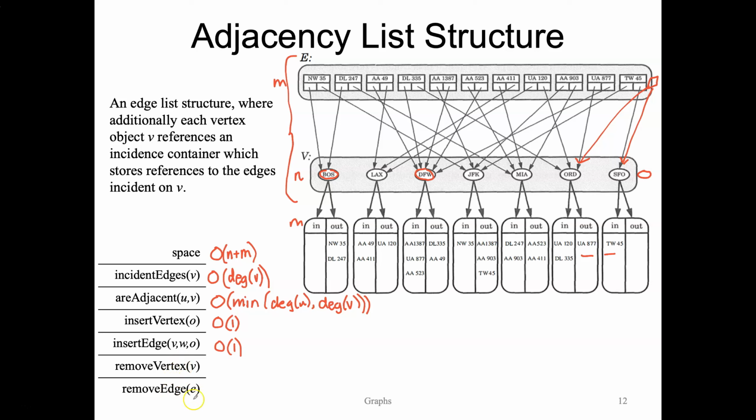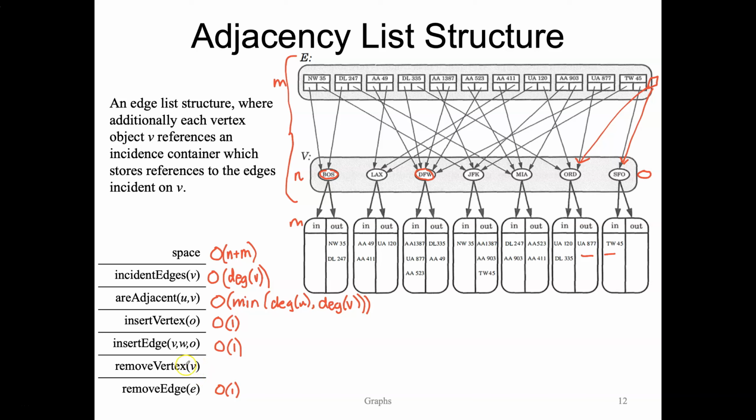Okay, and removing an edge, still, we can do this in constant time because we're immediately given that edge, so we have access to that edge object already. And to remove a vertex, we can do this faster now because while we want to get rid of that vertex, we can access the vertex in constant time.